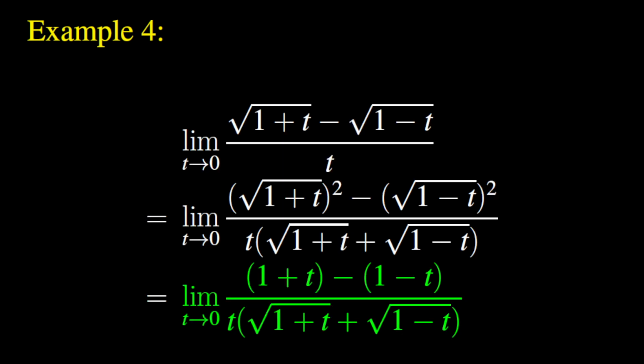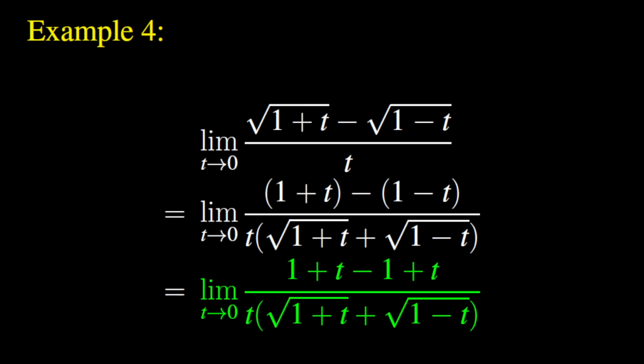Using the fact that the square root and the square are inverse functions, the numerator can be simplified as the quantity 1 plus t, minus the quantity 1 minus t, which itself is just 2t because 1 and negative 1 cancel each other, because as you remove the parentheses we have 1 plus t minus 1 plus t, which is 2t. So the new numerator is 2t and the denominator remains unchanged.